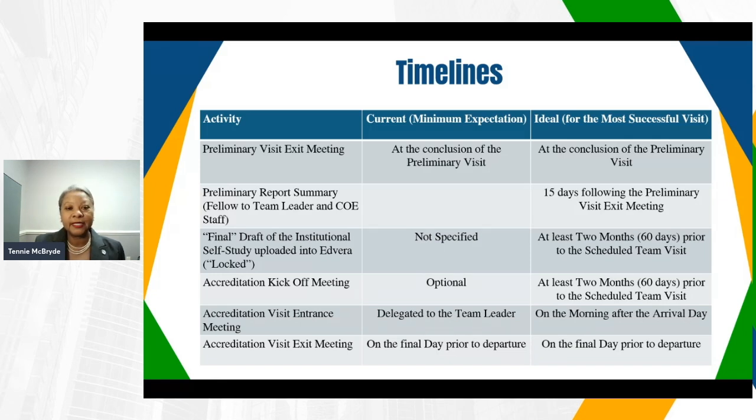Now, please note that the institutions should receive the visit schedule agenda no later than 30 days prior to the team visit. Now, within 15 days following the preliminary visit exit meeting, the fellow will provide the preliminary report summary to the COE staff and the team leader. That should include any observations to help the institution be prepared for a successful accreditation visit.